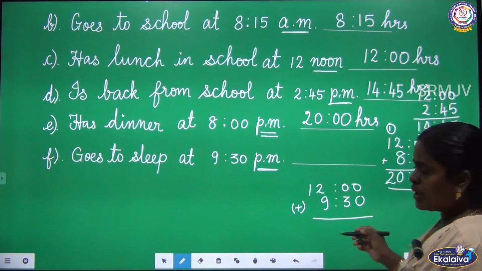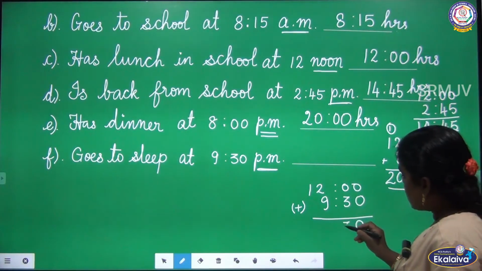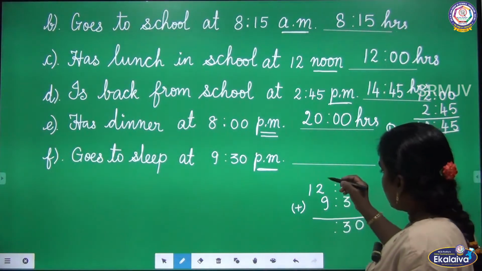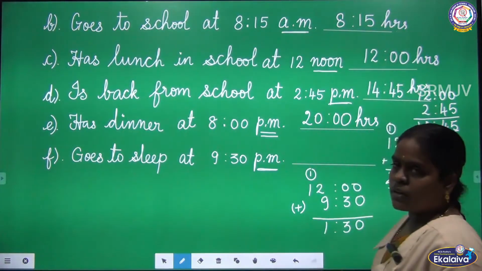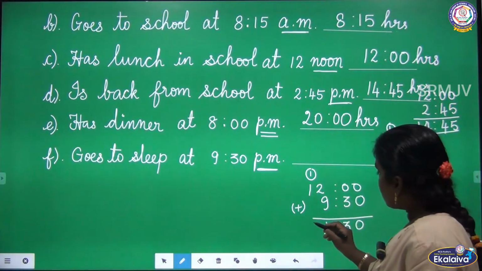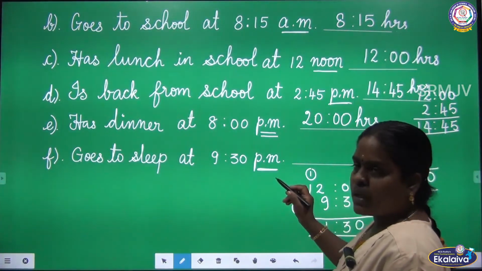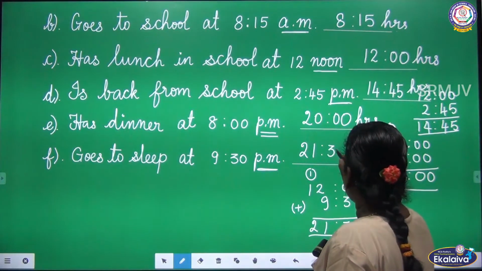Look at the addition. 0 plus 0, 0. 0 plus 3, 3. 9 plus 2, it is 11. Write 1 down and 1 carry over. 1 plus 1, 2. So listen, 9:30 p.m. equals 21:30 hours.